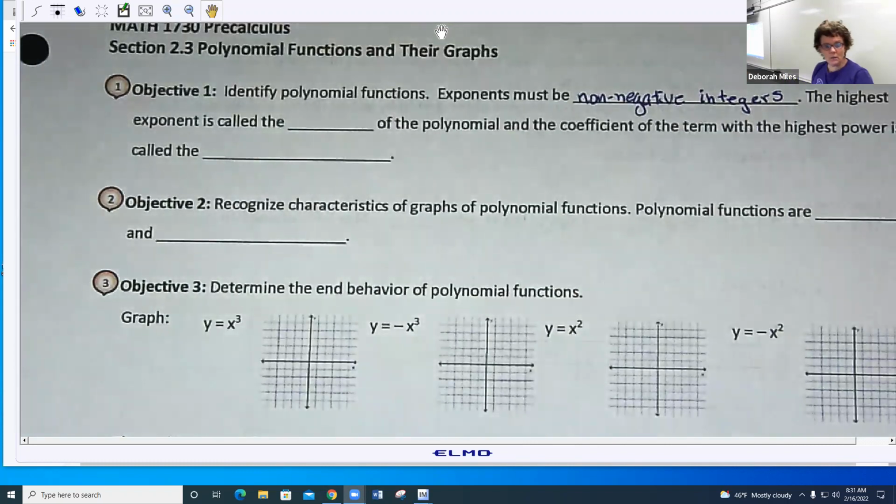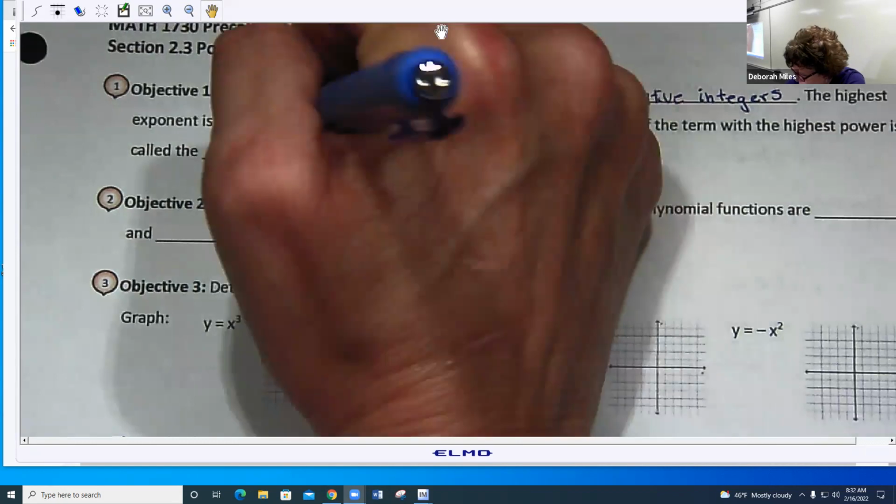Integers mean whole numbers, either positive or negative. Why didn't it just say positive integers? What's the difference between non-negative and positive? Zero. You could have zero as an exponent. So the exponents have to be non-negative integers. The highest exponent is called the what? The degree of the polynomial.